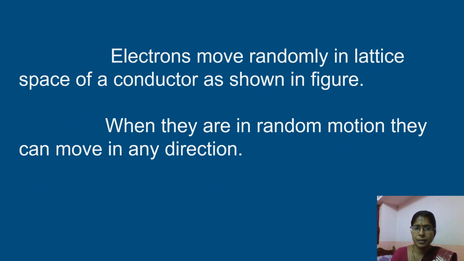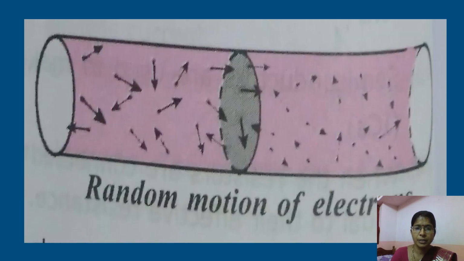Electrons in a conductor can move randomly in the lattice space, as shown in the figure which you are going to see in the next slide. You can see here, when you imagine this as a copper wire, the electrons present here are all moving in different directions, like one upward, one sideways, one downwards. The same thing you can observe on the right side also. So the electrons in a lattice move randomly.